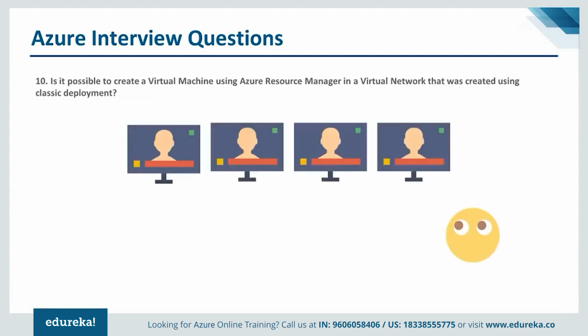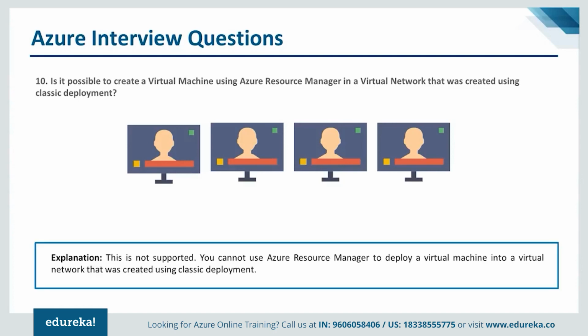Okay. So jumping on to the next one. Now the question says, is it possible to create virtual machines using ARM in a virtual network that was created using classic deployment? And of course, I don't think it's possible. This is not supported, as I said, because ARM is something different, and previously the classic portal was using a different model of deployment. It used my classic model of deployment, which was basically for service management.